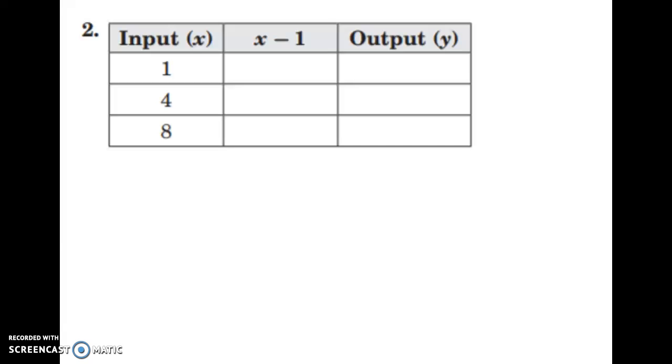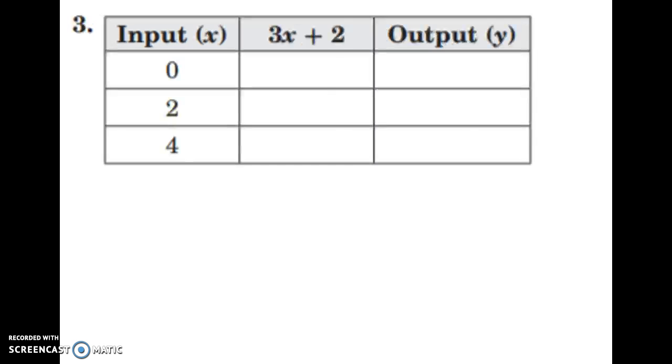Here's our second input-output table. Notice again we have three values for x. We're going to take these values one by one and substitute it in for our x value. We're going to record our work here. With each one, we're going to get an output, which is going to equal y. So here we go with the first one.